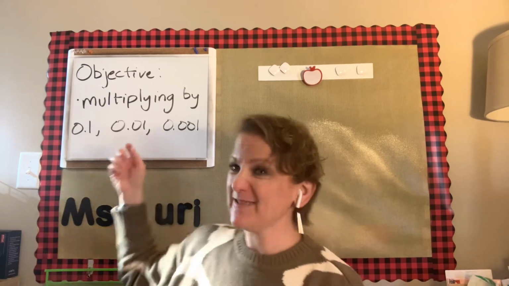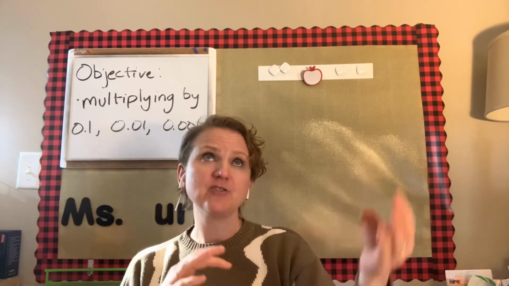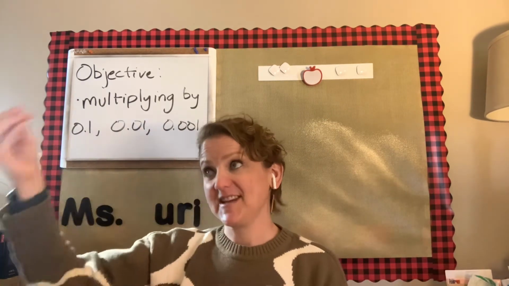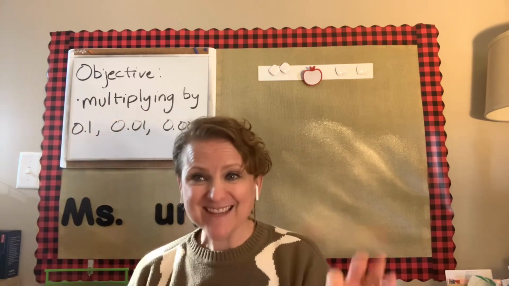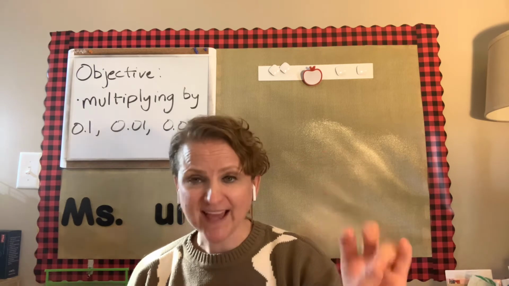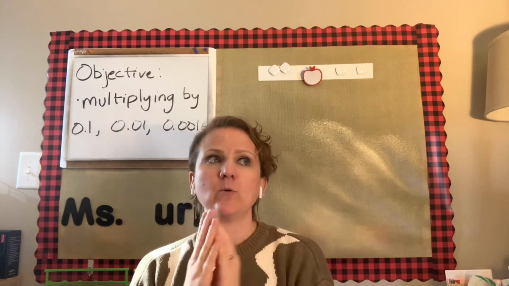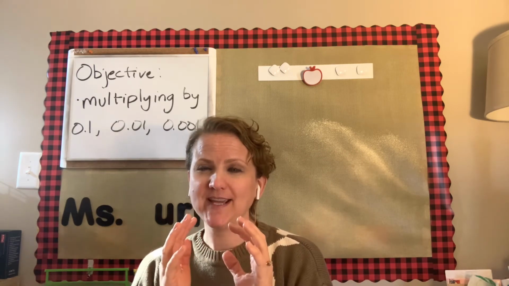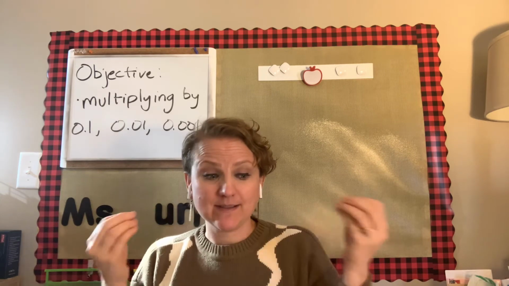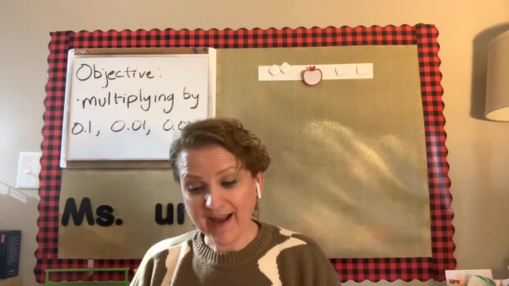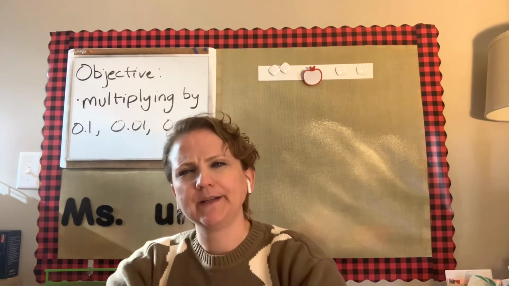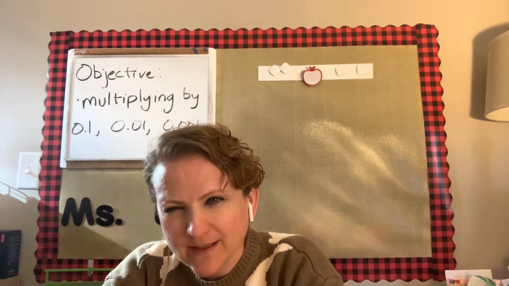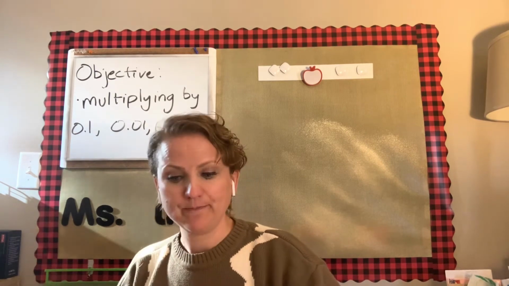So our objective: we've multiplied by 10, 100, 1,000. We've divided by 10, 100, 1,000. Today, we're going to be multiplying by tenths, hundredths, thousandths, okay? We're going to process this logically and see how this pattern is going to work, but I am going to tell you there might be a part of you that will say, what? It'll be fine though. We'll get through it, okay?